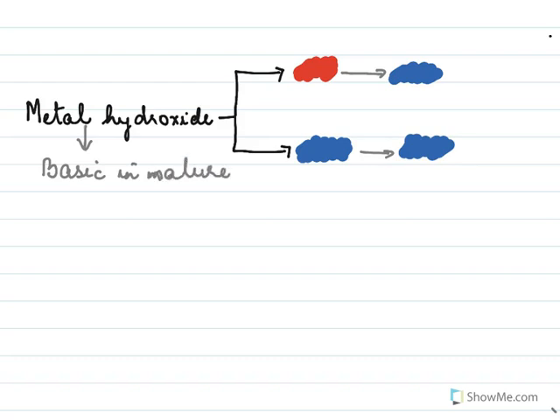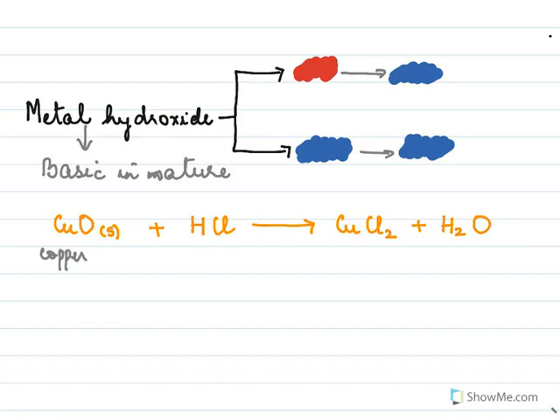So we have to remember that the nature of metallic oxides are basic. In this next reaction, we see copper oxide reacts with an acid. Hydrochloric acid is an acid to give you a salt, that is copper chloride and water. So what can you conclude about the nature of copper oxide? Is it basic or is it acidic in nature?